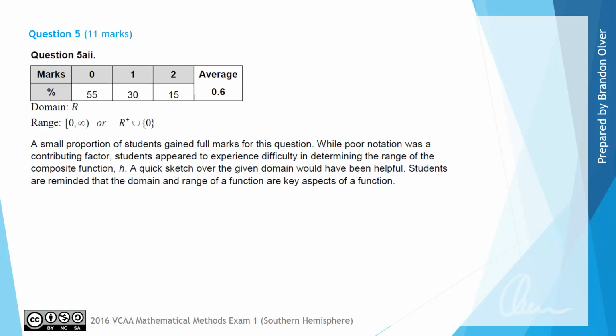From the examiner's report we can see that 55% of students got no marks for this question, and only 15% got 2 marks for this question. The examiner's report goes on to state that a small proportion of students gained full marks for the question, and that poor notation was a contributing factor, but the main difficulty that students experienced was that of determining the range of the composite function h. A quick sketch over the given domain would have been helpful, and students are reminded that finding the domain and range are key aspects of a function.